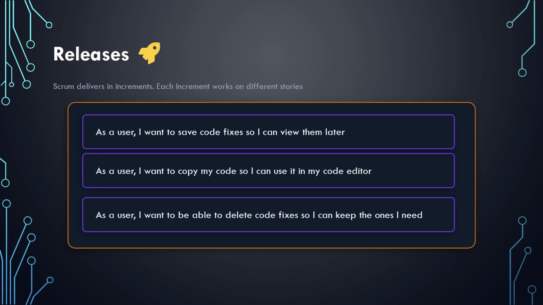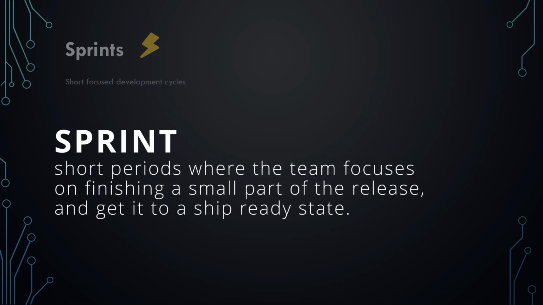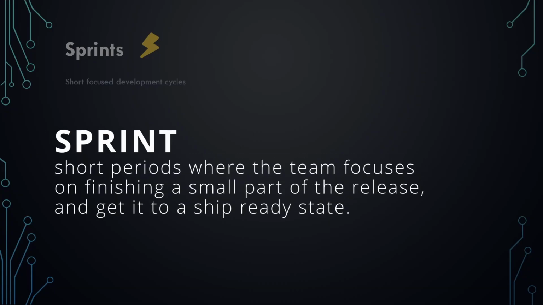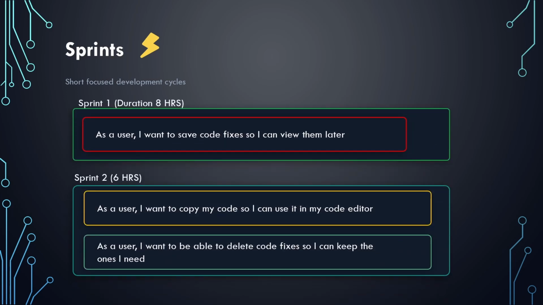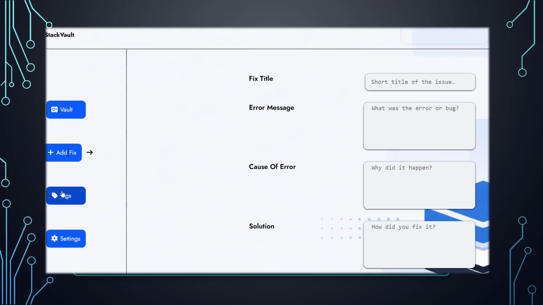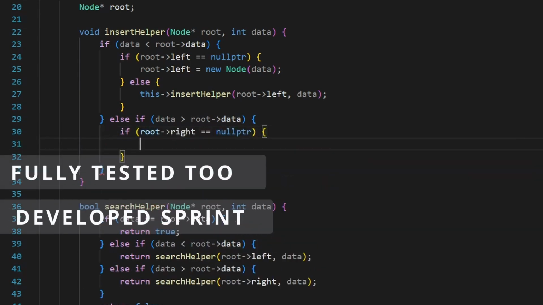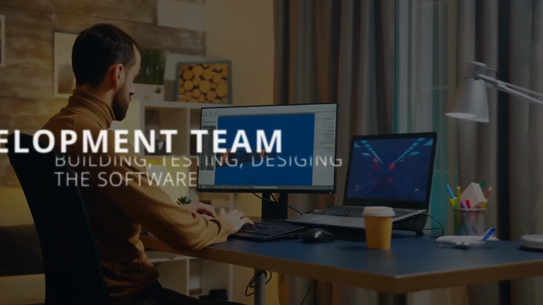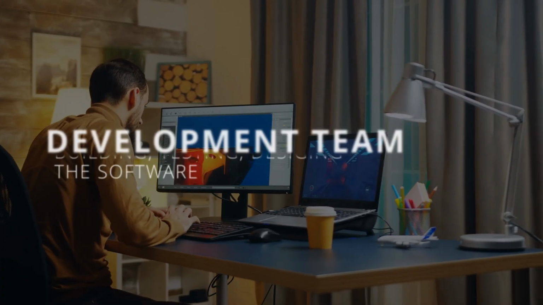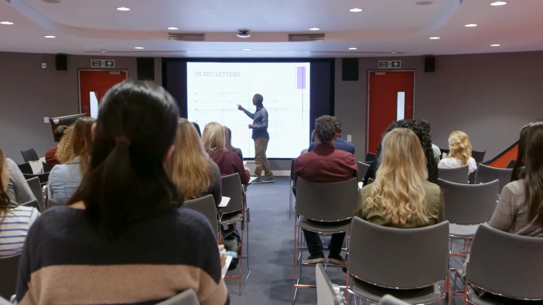Now here's where Scrum gets interesting. For every release, you will divide it into sprints. Wait, what is a sprint? A sprint is a short period where the team focuses on finishing a small part of the release and get it to ship-ready state. Every sprint has a duration. For example, you have 8 hours to develop the sprint, which consists of developing the add fix functionality. When you finish that, you need to have a fully developed and fully tested sprint, and yes, every sprint must be tested to the max. This is done by the development team, the people who actually build software: developers, designers, testers, whoever it takes to go from idea to working product.